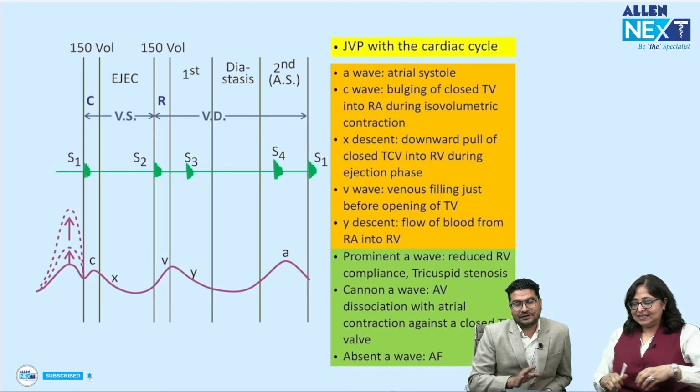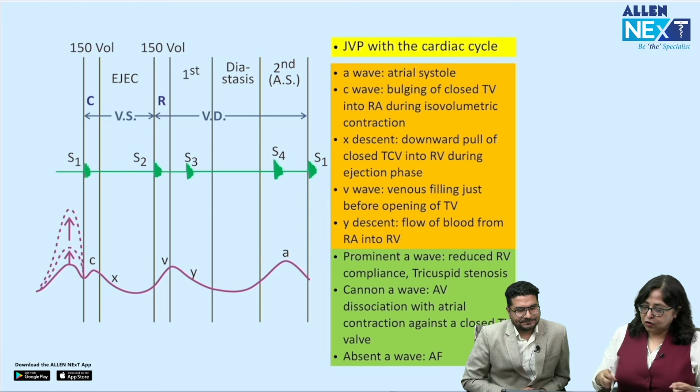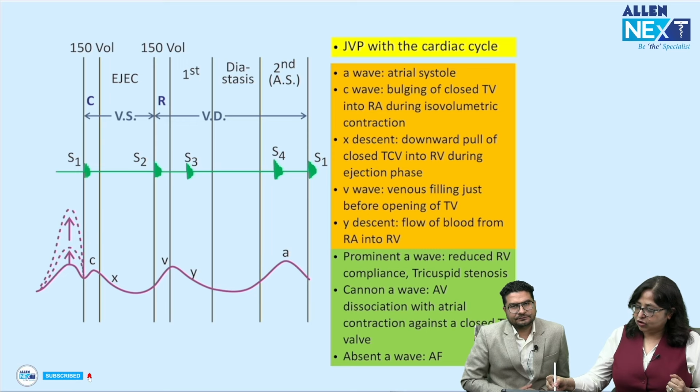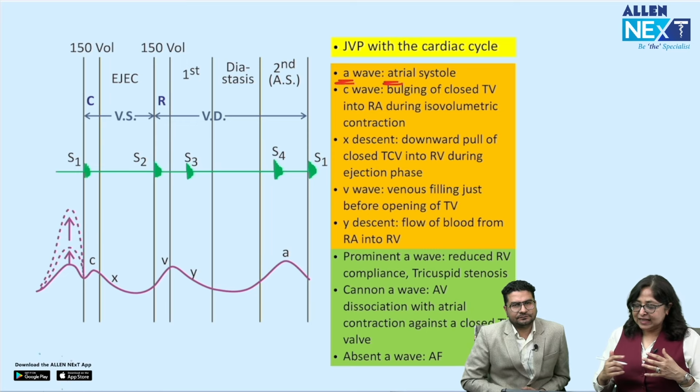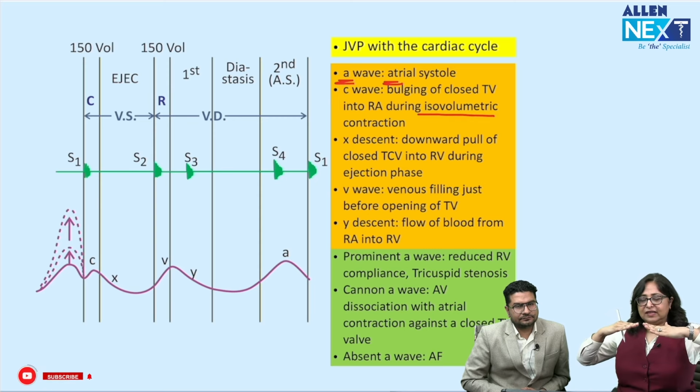Firstly, this came multiple times. Which are the positive waves of JVP? Positive waves of JVP are ACV. A is due to atrial contraction. Easy to understand, atrial systole. Easy to remember. C wave is in the isovolumetric contraction phase. What is the reason for the C wave?